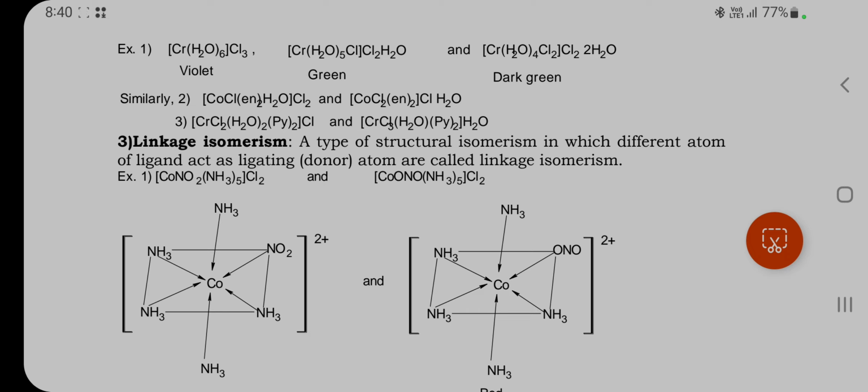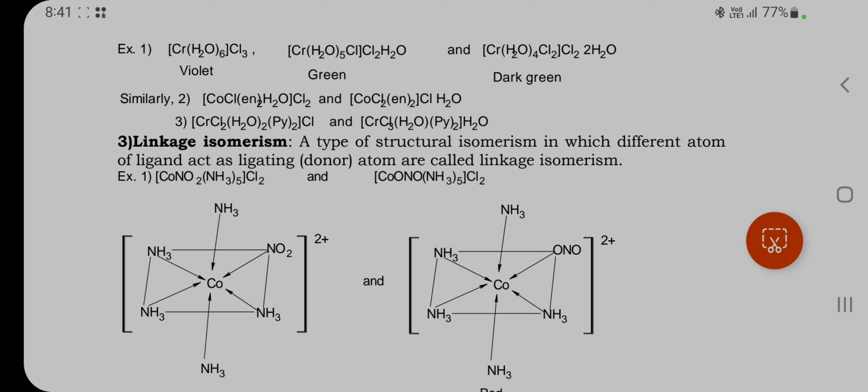In the third example, 4 water molecules are present inside the coordination sphere and 2 water molecules are present outside. Therefore, in the first example, where all 6 water molecules are present in the coordination sphere, the color of the complex will be violet. While with one water molecule outside, the color of that complex will be green. In the third example, where 2 water molecules are present outside, the color of the complex will be dark green.